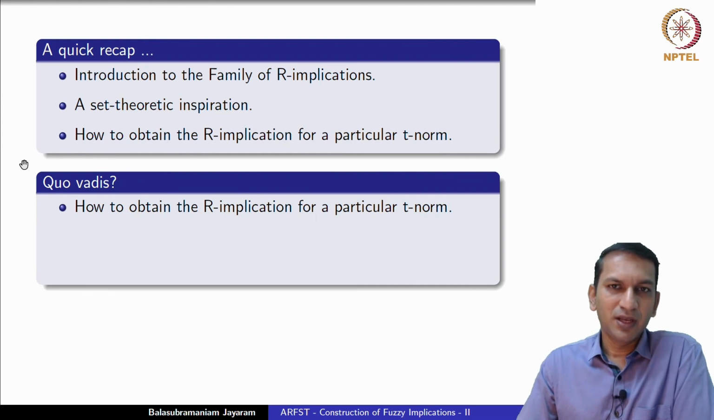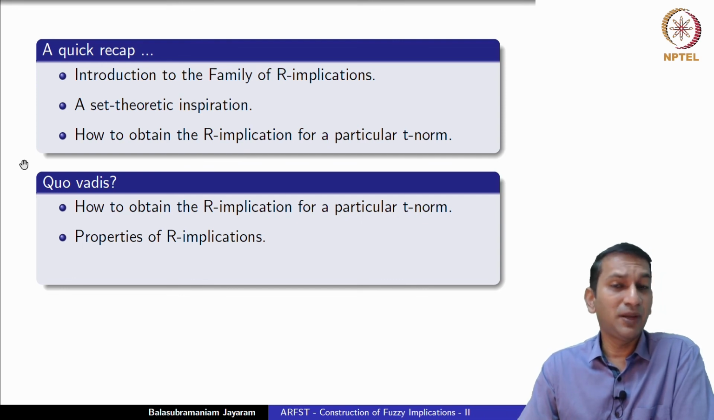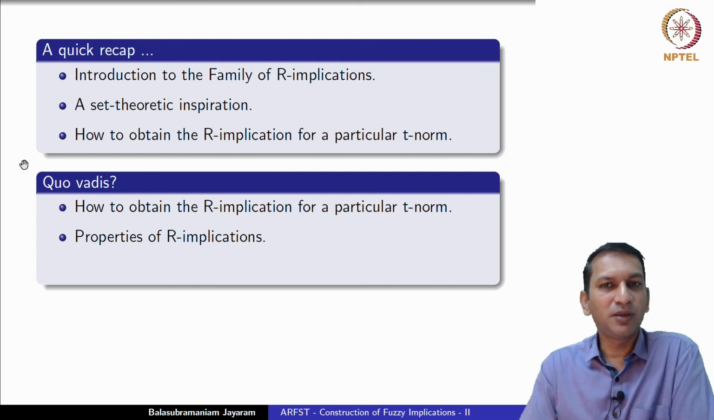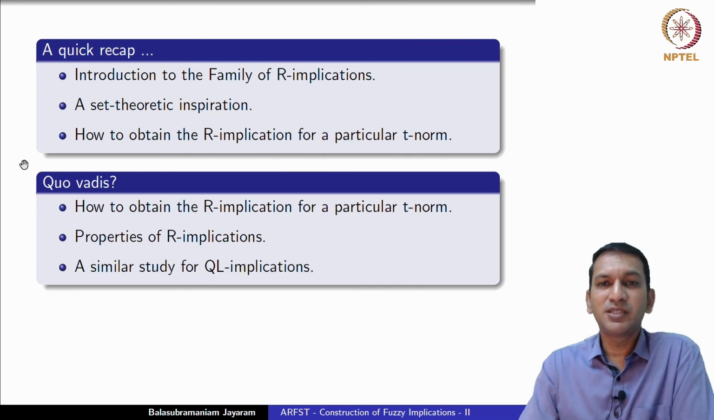In the next lecture, we will look at obtaining the formula for yet another R implication from another T-norm, perhaps the product T-norm. Then we will discuss the properties the family of R implications does possess vis-a-vis the identity principle, ordering property, the exchange principle, and the neutrality property. Finally, we will also do a similar study of yet another family of fuzzy implications called the QL implications, which are quite interesting in that they are obtained from all three other fuzzy logic connectives that we have seen: a T-conorm, a T-norm, and a negation.